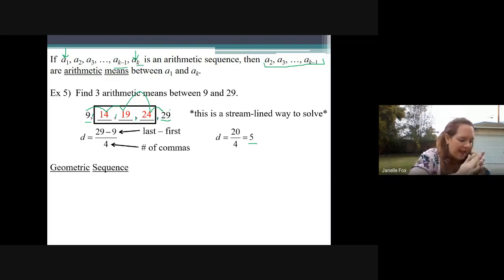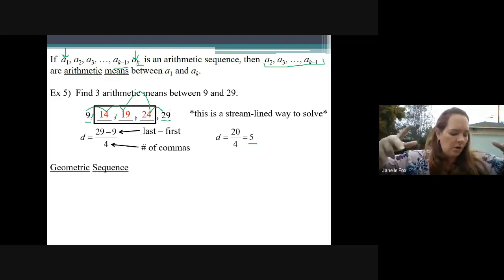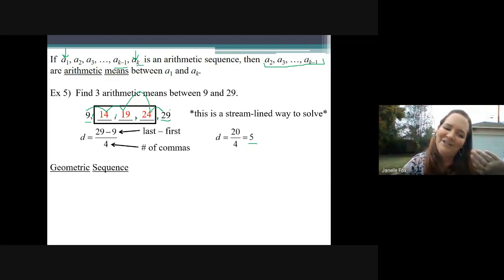Okay, now, where's my drum roll? Here we go. We are now going to learn about a geometric sequence. So put that arithmetic sequence to bed. You know all the things about the arithmetic sequence. Now we're going to do the geometric sequence.